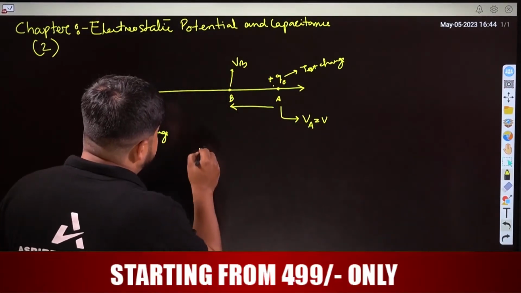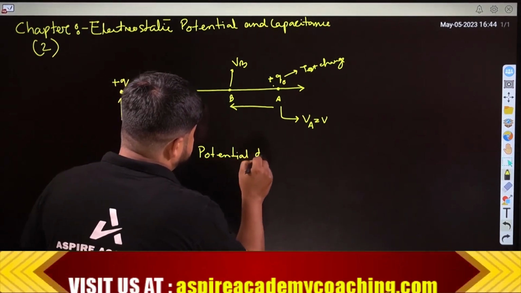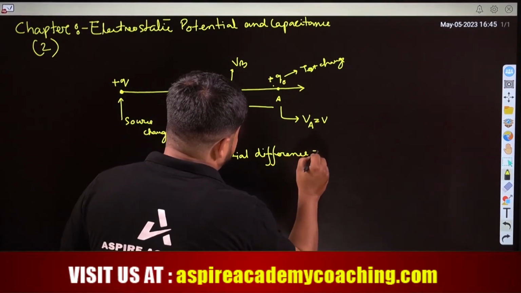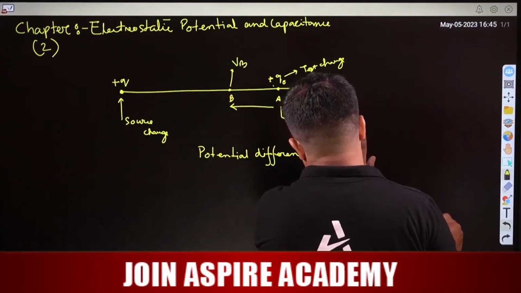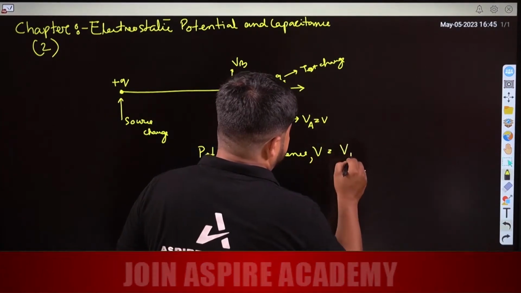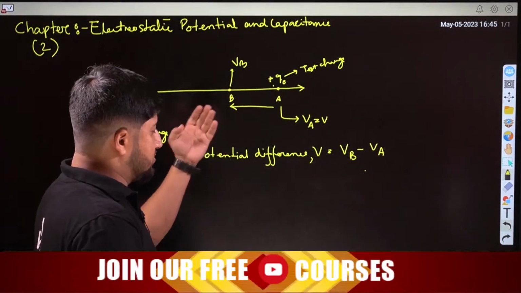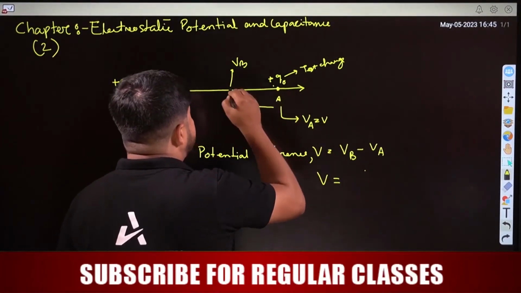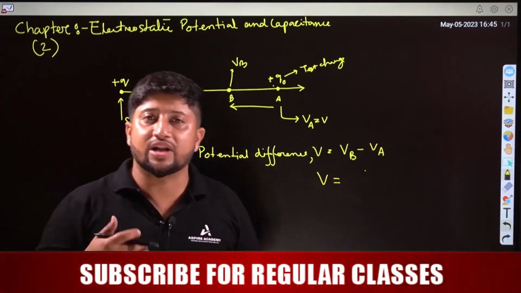We can call it the potential difference V. Potential difference means difference. V is equal to VB minus VA. This is the difference. Here the potential is different, and here is another potential difference. Now what is potential difference?